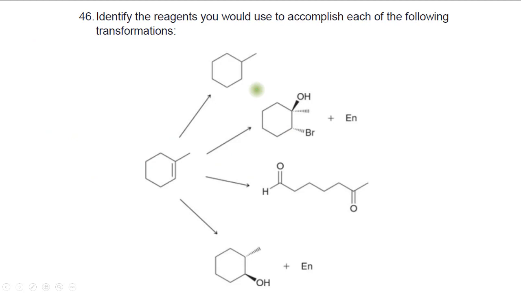Here's looking at more reagents to make each of these. Here we're going from methylcyclohexene to methylcyclohexane. So we're adding hydrogens. This H2 nickel is another catalyst that you could use. Here we are adding an OH and a Br. The OH is going to the more substituted carbon, so we can do a halogenation, which is Br2 H2O, a halohydrin rather.